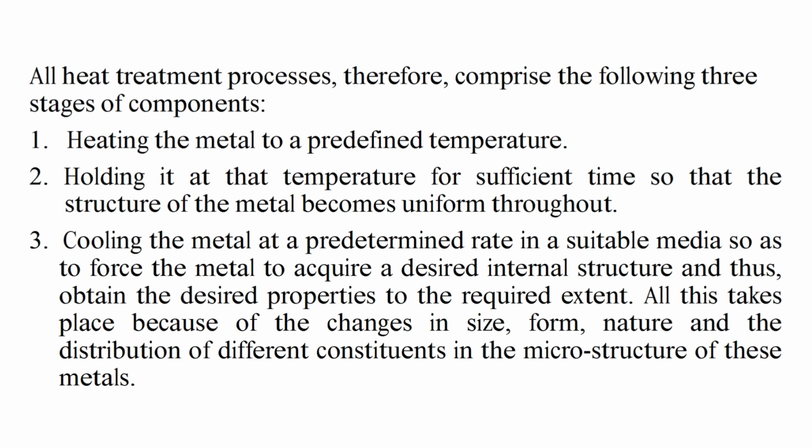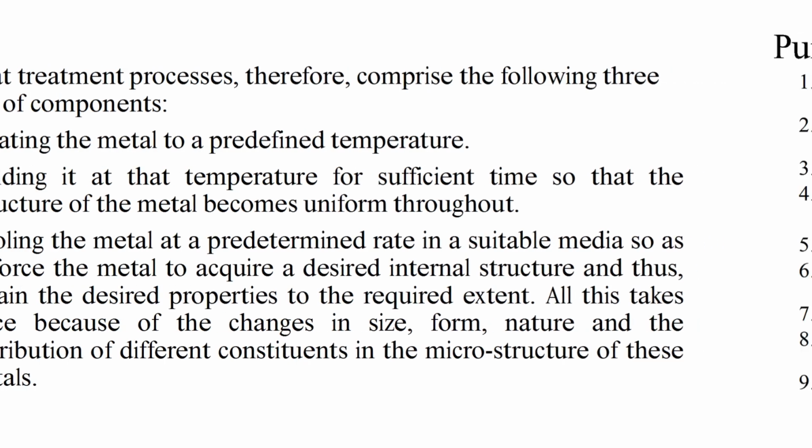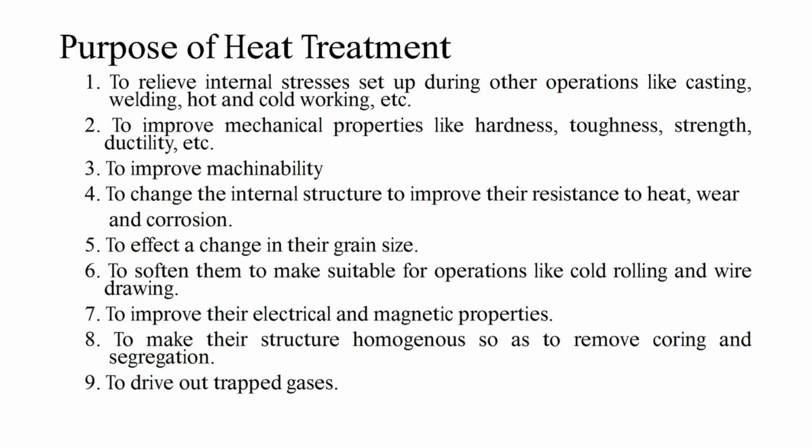All heat treatment processes therefore comprise three key stages. First, heating the metal to a predefined temperature. Second, holding it at that temperature for sufficient time so that the structure of the metal becomes uniform throughout. And third, cooling the metal at a predetermined rate in a suitable media. This forces the metal to acquire a desired internal structure and thus obtain the desired properties. All this happens because of changes in the size, form, nature, and the distribution of different constituents in the microstructure of these metals. What is the purpose of all this?